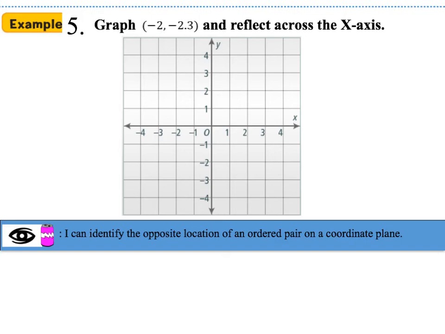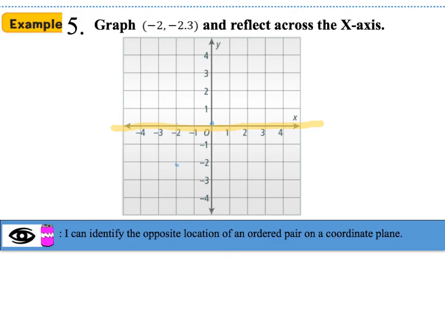Okay, so for example 5, they're asking us to graph the ordered pair -2, -2.3 and reflect across the x-axis. So let's go ahead and graph our first point. It's going to start at the 0, 0 mark. Then I'm going to move to the left side of my 0, which is -2. Then I'm going to jump down to -2.3. So here's -2, so -2.3 would probably be about right here. Since we are reflecting across the x-axis, I'm going to use the highlighter and highlight the x-axis right here, because that becomes my reflection line.